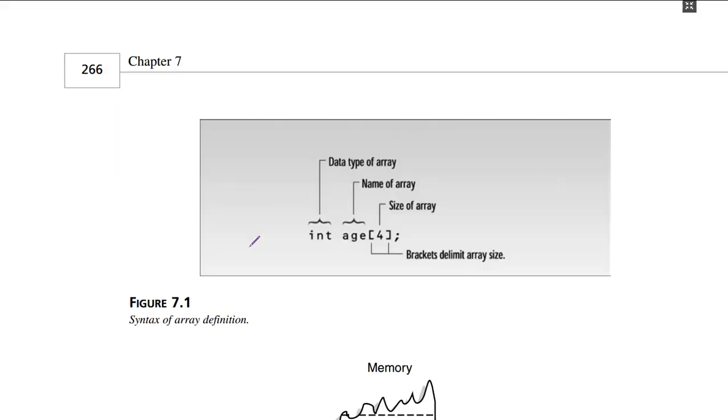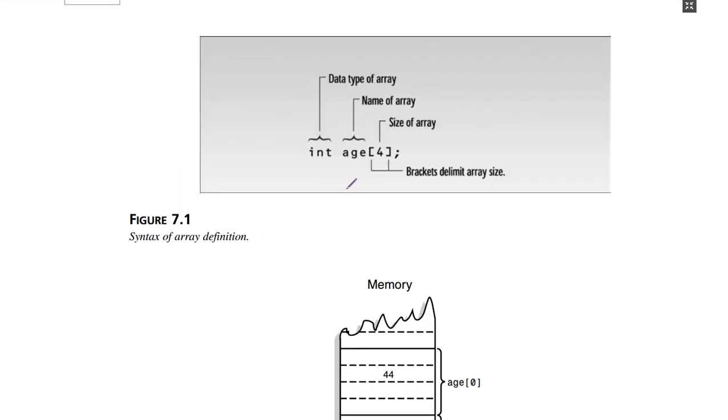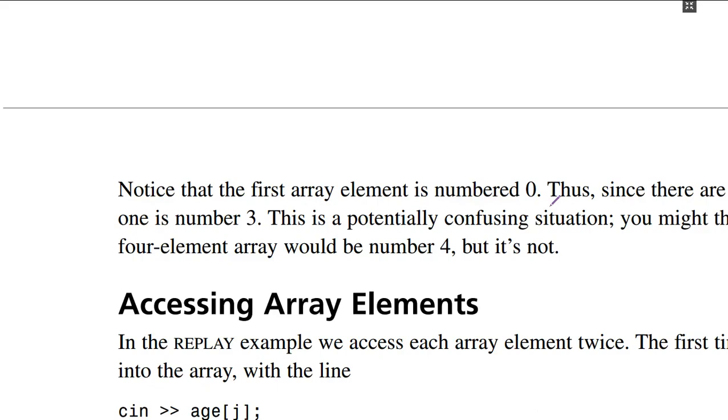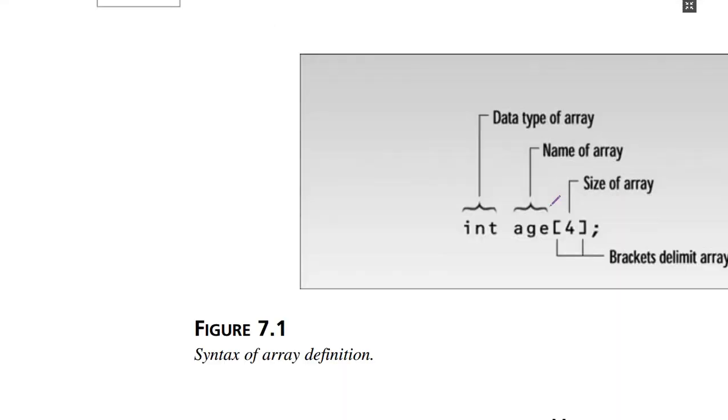Okay. So you can see from here in this figure, it is also mentioned: we have the data type. This is the data type. This is the name of the array. This is the size of the array, and then the bracket limits the array, and then we have this thing. So this is how you can define an array.